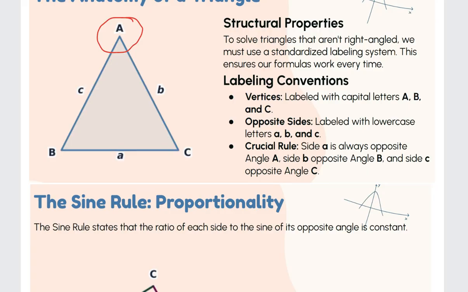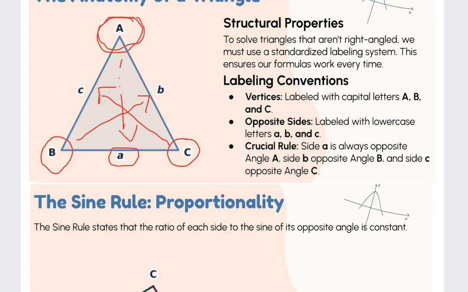When you label an angle A like this, the side facing it directly will be the side with the small letter. You can see the same thing with angle B: the side is side b. And you can see angle C, the side is side c.